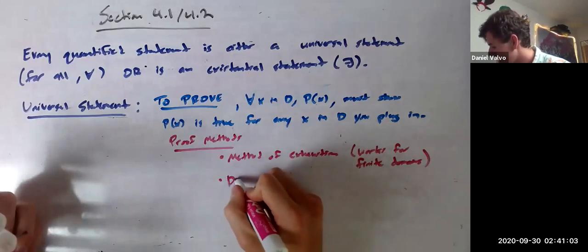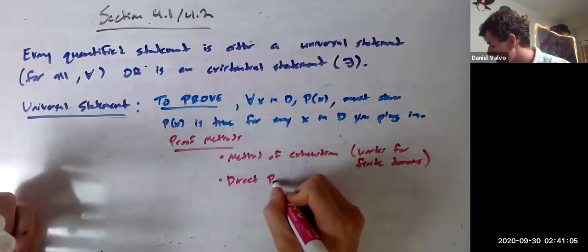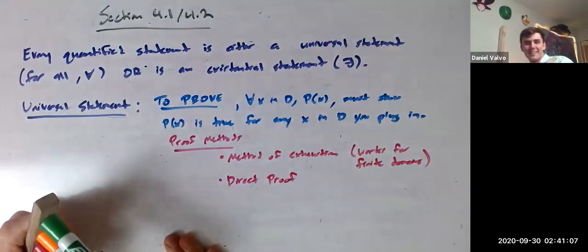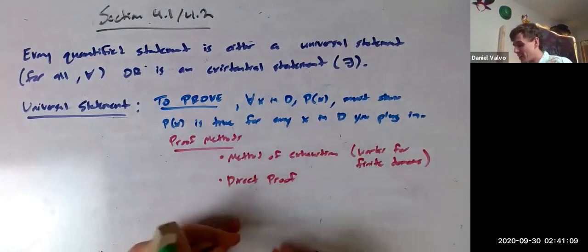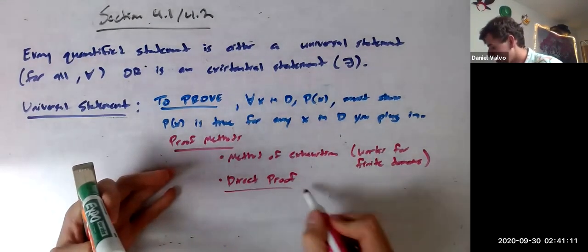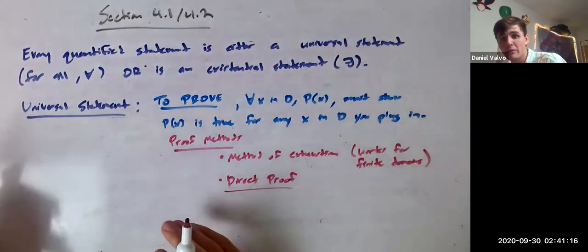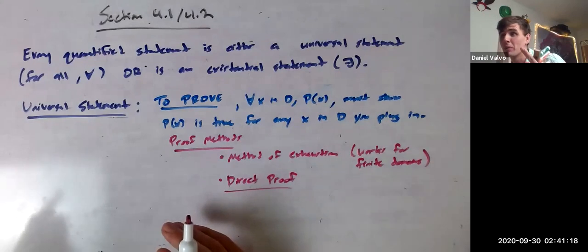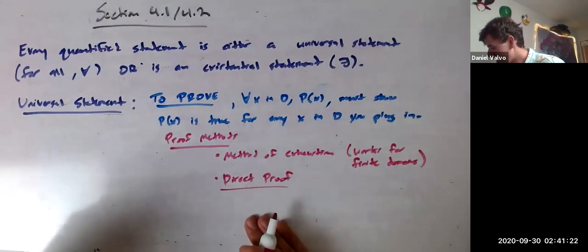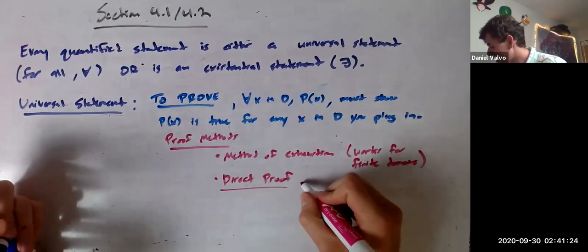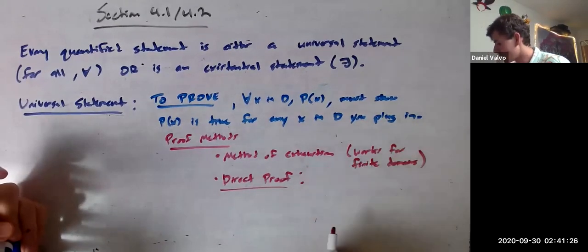Another method is called direct proof. Let's just get right to it, right? No reason to beat around the bush with this proof. Direct proof. And that's the method that we used in the last two classes to prove that the sum of any two even numbers is even, and to prove that every odd number squared is odd. And direct proof, it always goes like this. It always has this form.